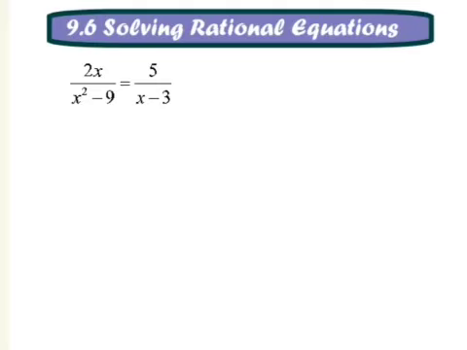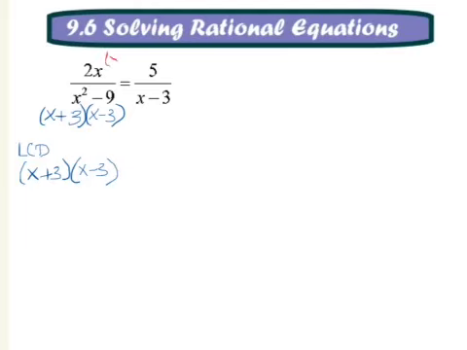So let's do this one. We have to identify our common denominator. So I'm going to factor first. If I have to factor, I should. I get (x + 3)(x - 3), which means my lowest common denominator is (x + 3)(x - 3). And now I'm going to multiply everything by that common denominator. So (x + 3)(x - 3), (x + 3)(x - 3).